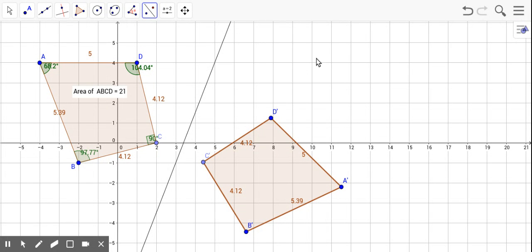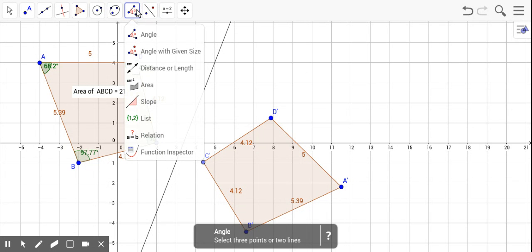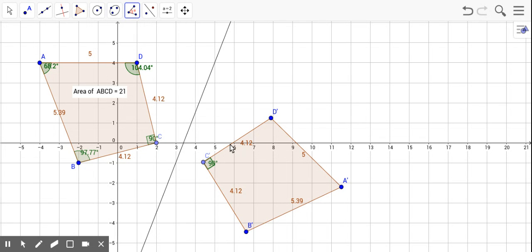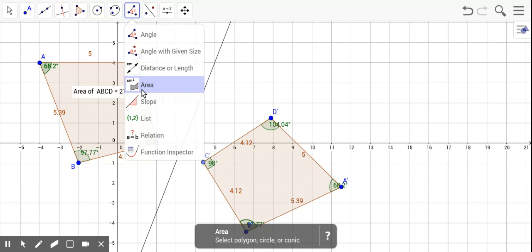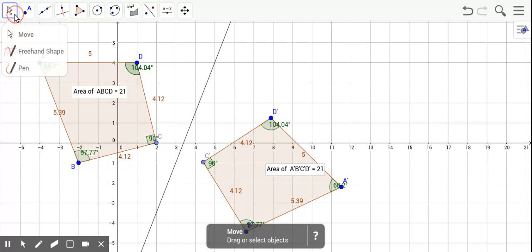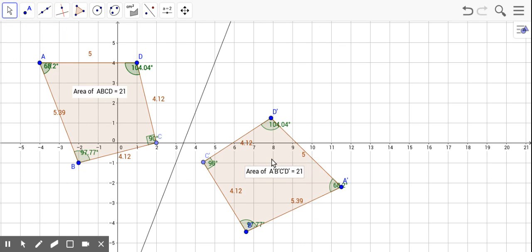Okay, what I want to do is I also want to find the angle measure for each of these. And so let's see if I can. So there's the angle measure for C. There it is for D's image. There it is for A's image. And there it is for B's image. I can also have it calculate the area for us. And the area of this figure is 21, just like the other figure. So what that tells me is that these two figures are congruent.